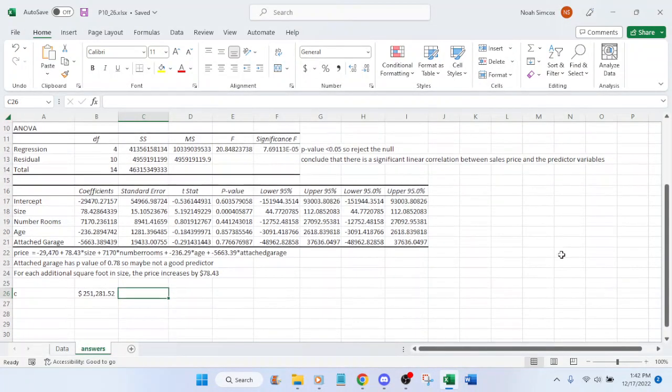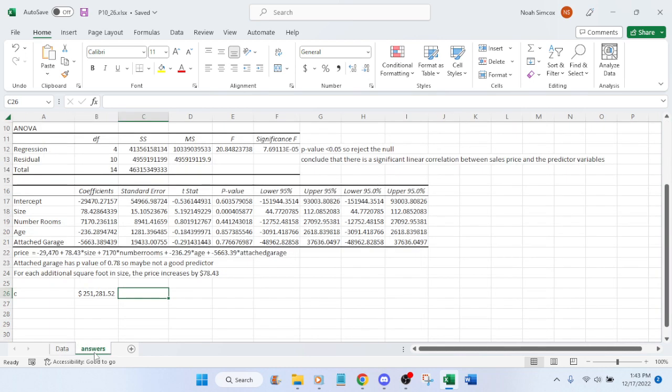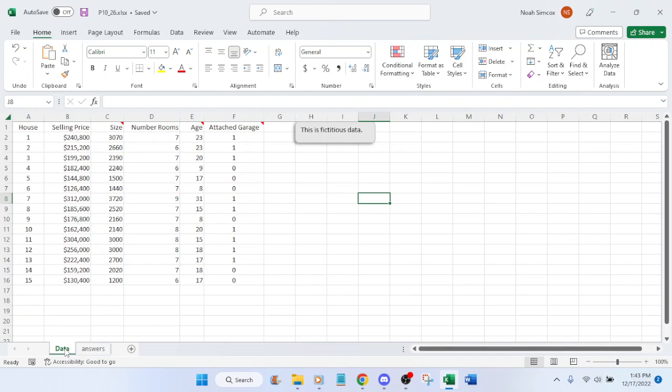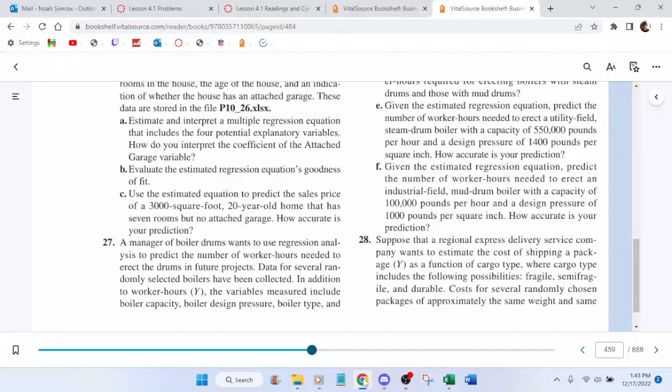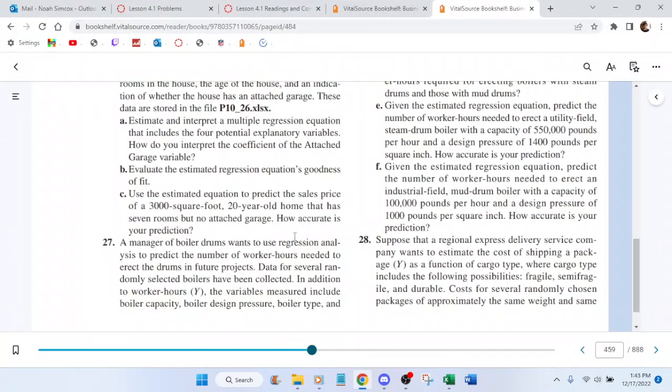How accurate is your prediction? Well, that would assume there's actually a house that has those exact specifications somewhere on here. How are you supposed to know how accurate your prediction is if you don't have the real answer? They said 7 rooms, 20-year-old, 3,000 square foot. There's 2 3,000 results, but they both have 8 rooms. Neither one is 20 years old. How are you supposed to evaluate how accurate the prediction is if you don't have the actual value?